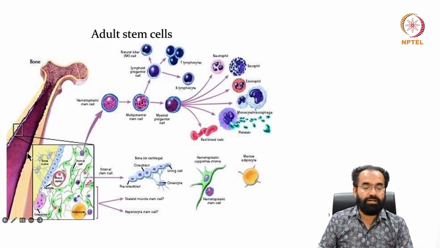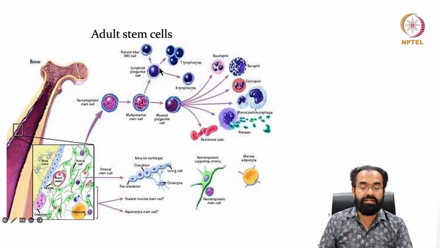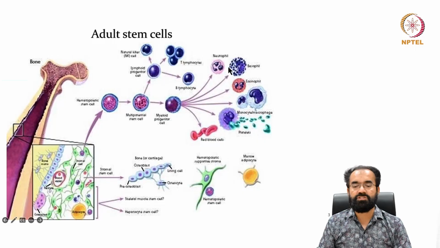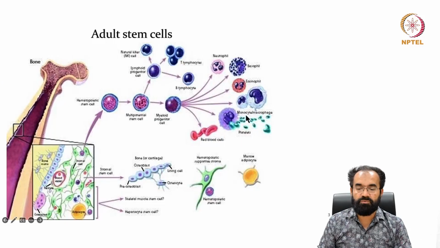So you have bone and you have bone marrow, and inside the bone marrow you have the haematopoietic stem cell, and it gives rise to two lineages. This haematopoietic stem cell gives rise to a multipotent cell, which gives rise to the lymphoid lineage and the myeloid lineage. The lymphoid lineage gives rise to natural killer cells, T lymphocytes and B lymphocytes, whereas myeloid progenitor cells can give rise to neutrophil, basophil, eosinophil and monocyte, macrophage, platelets, RBCs, etc.